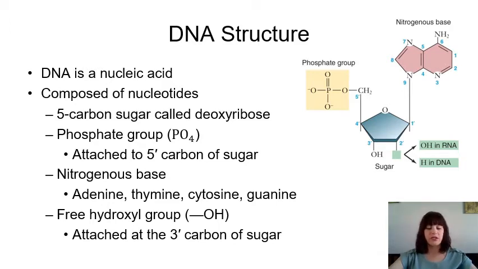Again, I don't expect you to be able to draw this structure by memory, but you should be able to identify in this structure where the phosphate group is. Where is the nitrogenous base? Where is the ribose? Now the phosphate group, I'd like to point out which carbon it's attached to. If you were to count the carbons in this sugar, you can see we have 1, 2, 3, 4, 5 carbons, and attached to the 5th carbon is the phosphate group.